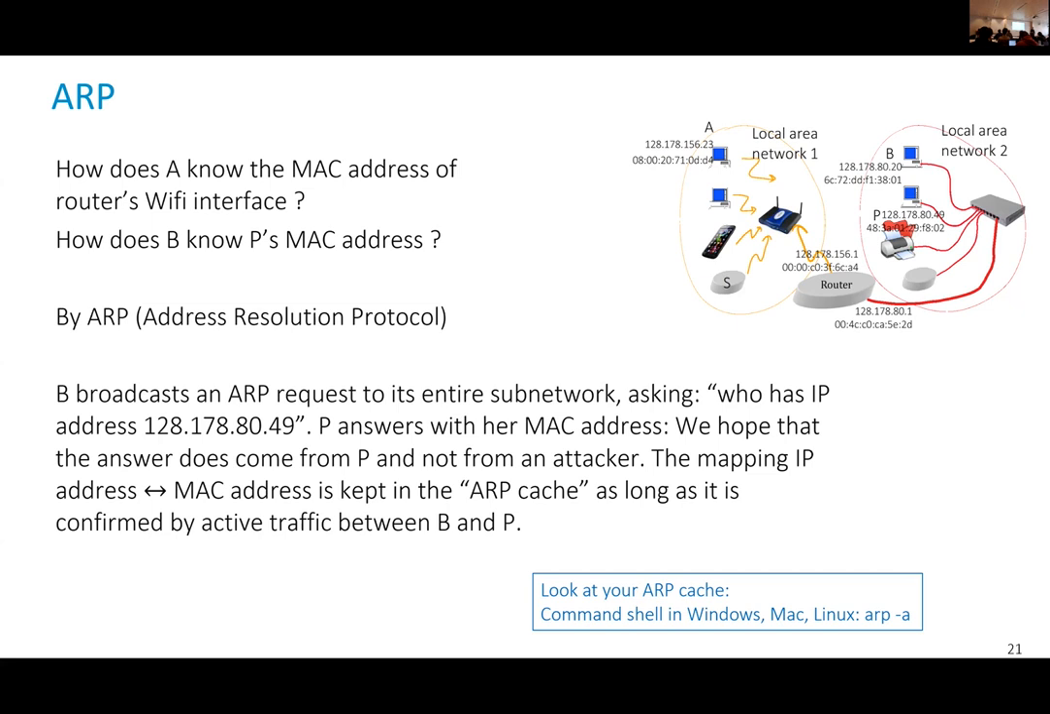Yes? Possibly a machine could claim that my IP address is 128.178.80.49. Will the system be stopped by the admin? The question is, what happens if I have another machine than P that says I have the same IP address? Then it will break. It will break.